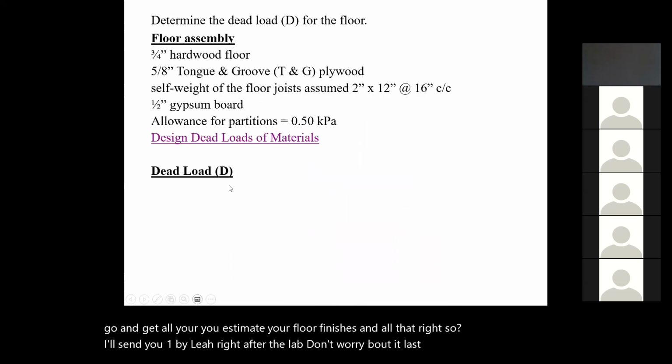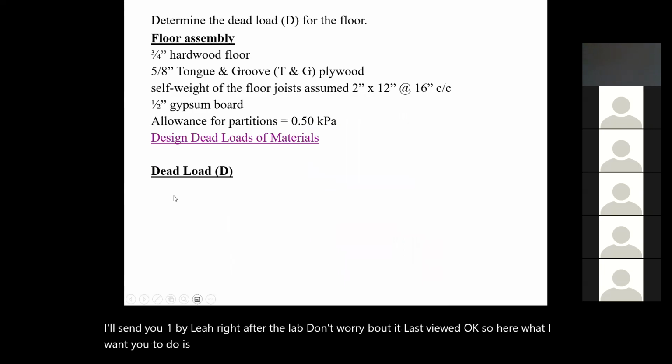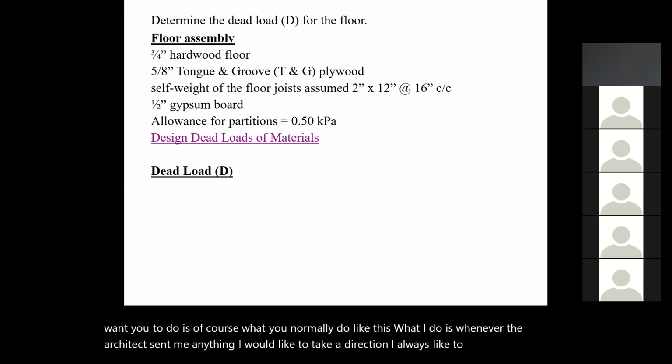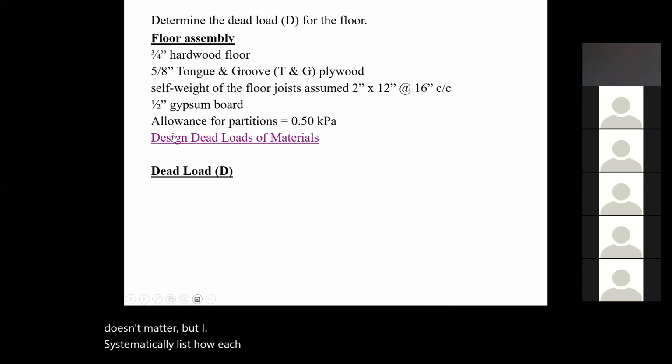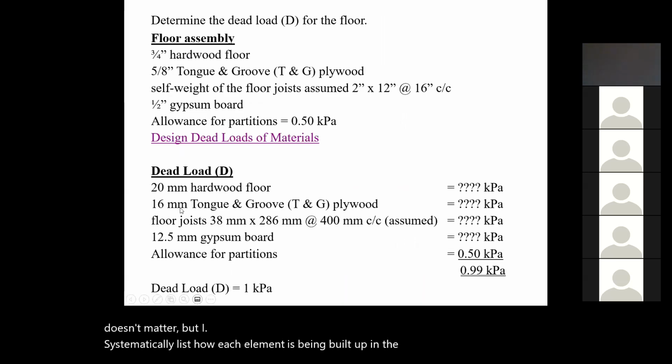Okay, so here what I want you to do, and this is what I do whenever the architect sends me anything, is I always like to start on top and work my way down. If I'm doing a wall, I start from the outside face and work my way in. It doesn't matter, but I systematically list how each element is being built up in the assembly. So I list them all here.